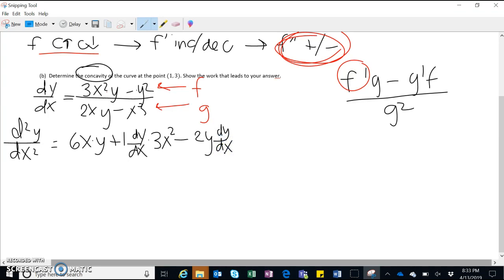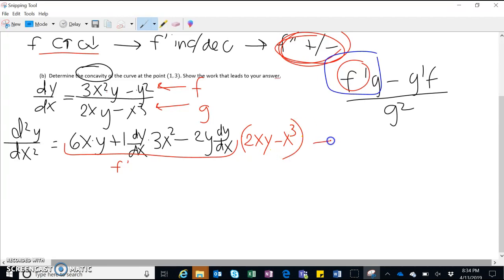I'm going to go ahead and switch colors here because all I've done so far is found this part of it, f prime times g. What I'm going to do now is subtract in parentheses g prime times f, which is going to be, hold on, I'm not even done yet. Shoot, you guys, let me erase this. I got ahead of myself. What I just found right here was just f prime. I need to multiply that by g, 2xy minus x cubed, the function on the bottom.